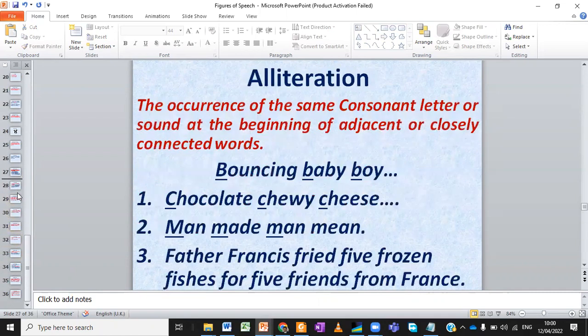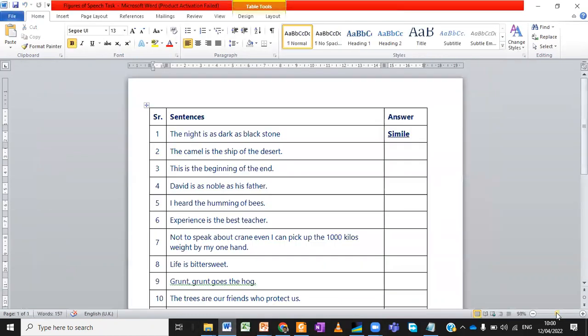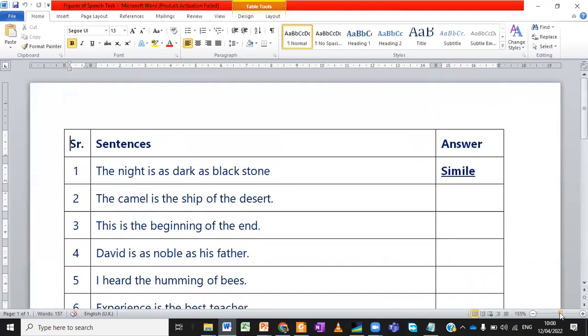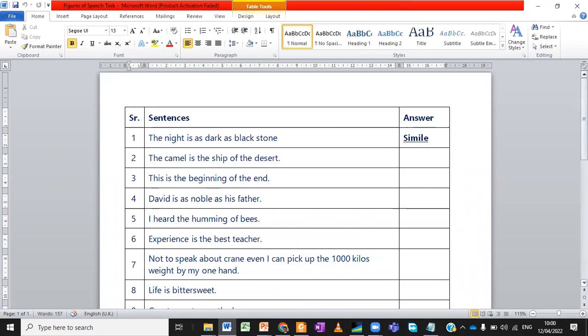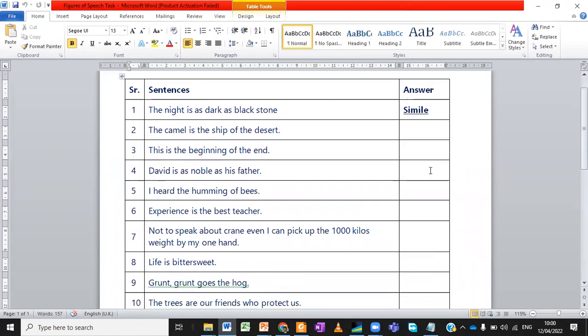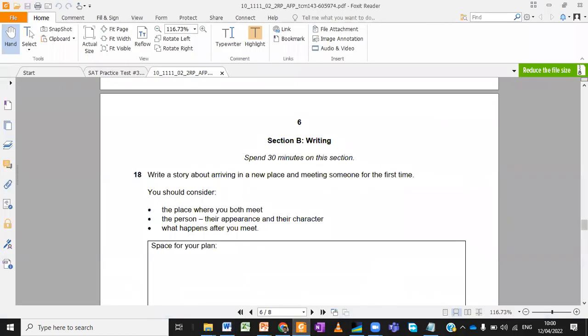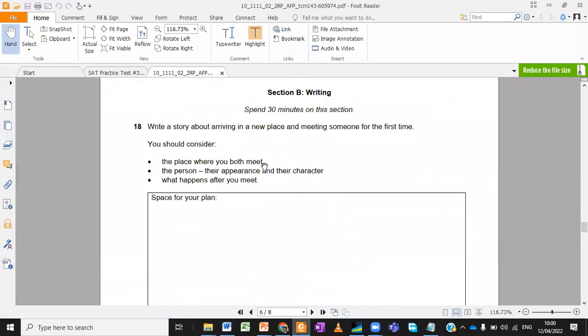Okay, so before we start today, I would like you to attempt these questions. You'll just say them, okay? Let me see how far you have mastered your figures of speech. Remember, I told you, you need to use these figures of speech to actually enrich your writing. That is how you're going to get your high marks.